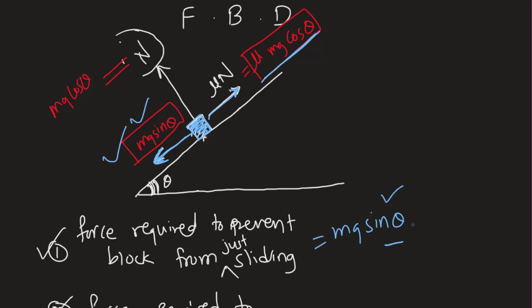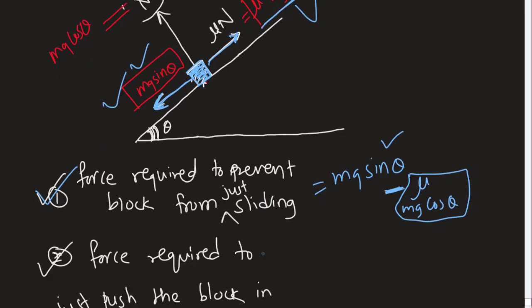But the thing is that there is also a frictional force at play here, right? And that is given by mu mg cos theta. So we will need to subtract that force. The reason being, this particular force will help us in preventing the block from sliding, because this is the frictional force that will prevent the motion, right? So that is why we need to subtract it. That's how we can calculate the force required to prevent the block from just sliding.